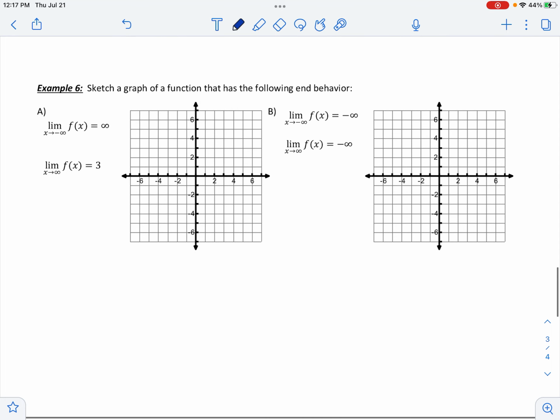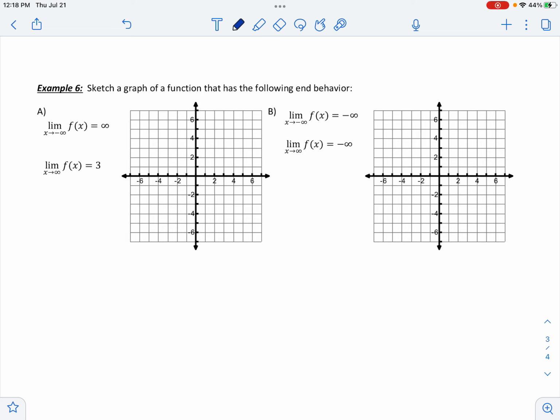The very last thing is sketch a graph of a function that has the following end behavior. So what if I was doing this and just giving it to you and I walked around the room, I would expect no one's really to look like anyone else's because there's so much interpretation of what can happen between those two arrows that you're drawing.